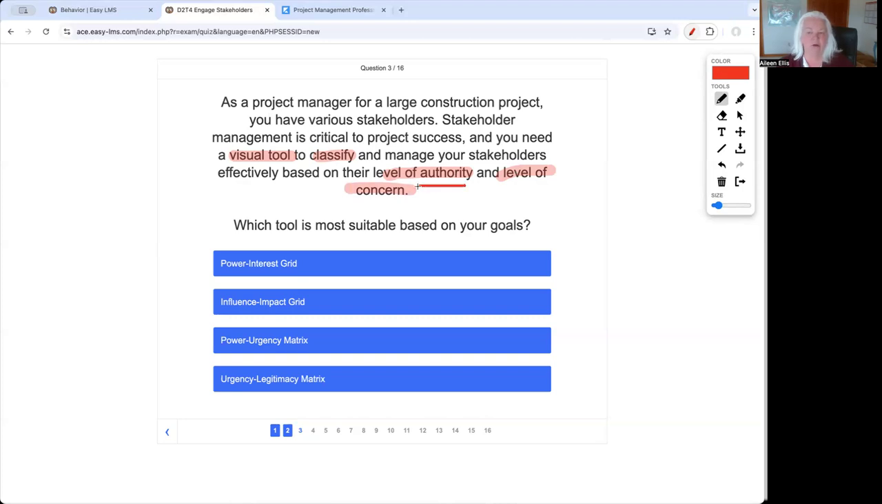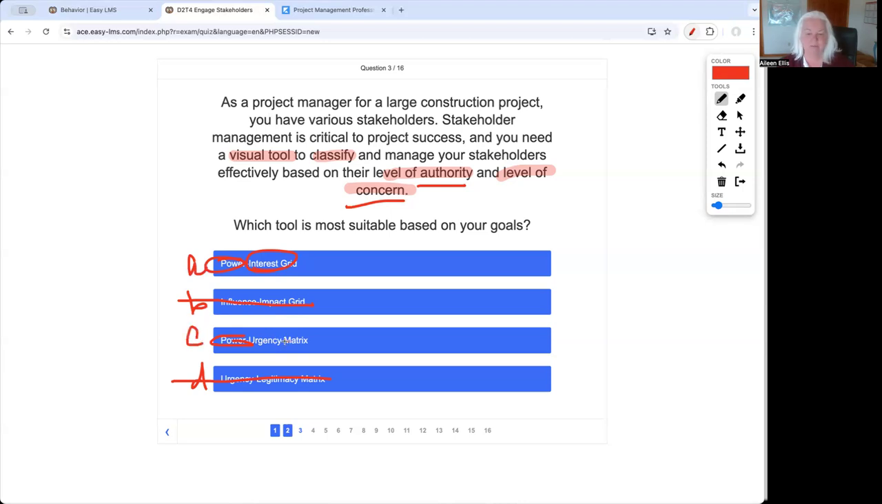So the keywords are authority and concern. For me and for the exam, the word authority means power. So power and power. Answer B is wrong. There's no power. Answer D is wrong. There's no power. Now we have the word concern. Another word for concern on the exam is interest. A is the right answer.